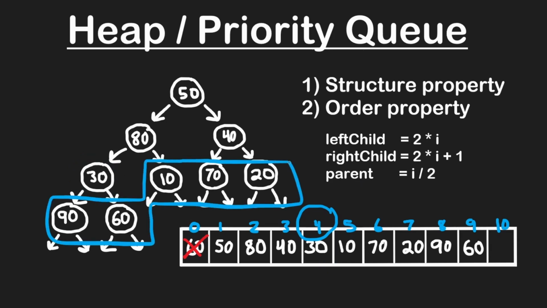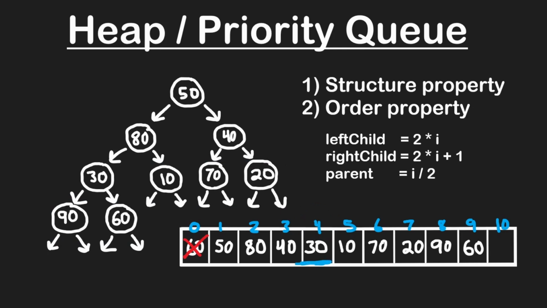They don't even have any children anyway, but now moving to 30, let's check, is 30 valid? Is it smaller than all of its children? Well, it has 2 children, it's smaller than 90, and it's smaller than 60, so we don't have to do anything. Notice how what we're actually doing here is the same percolating down algorithm that we talked about earlier when we were removing nodes. This is the exact same thing.